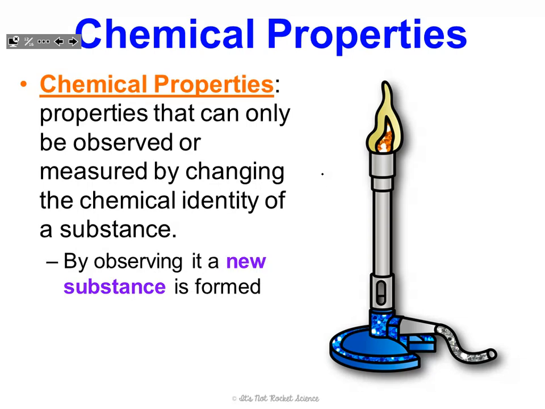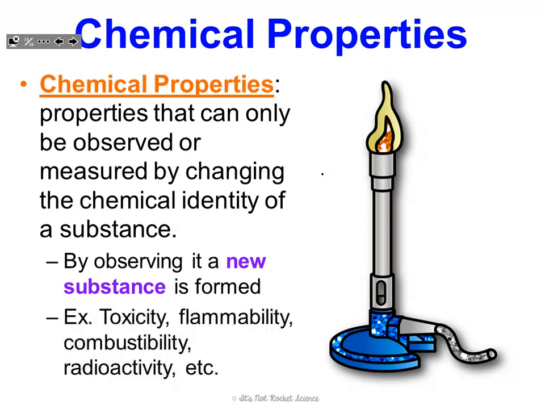So usually you know that you have some sort of chemical property if a new substance is formed afterwards that wasn't there before. Sometimes it's hard to know exactly when a new substance might have been formed, but we'll go over lots of examples so you should be able to tell.